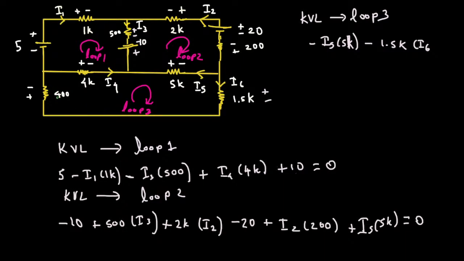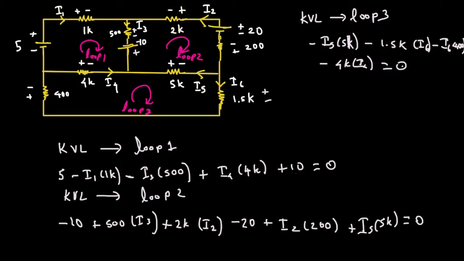So I6 and plus 2, since it's going to plus to minus, there's going to be a minus here. And then I6 times 400. And then here we have 4 plus to minus again, 4k times I4, and plus to minus will make it minus. So 4k times I4, and that is equal to 0. So these are the three KVL equations we can derive from this circuit.